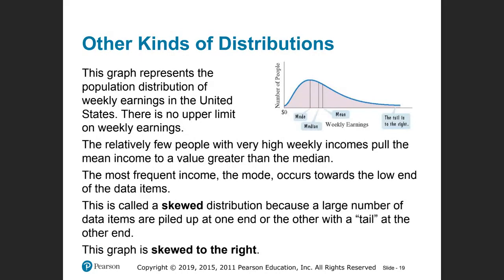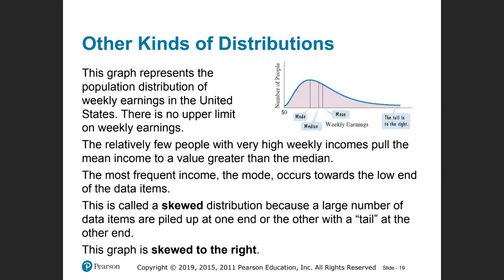And lastly, other kinds of distributions. The graph to the right represents the population distribution of weekly earnings in the United States. There is no upper limit on weekly earnings, so the blue line is going to approach but not touch the x-axis. The relatively few people with a very high weekly income pull the mean income to a value greater than the median. The most frequent income, the mode, occurs toward the low end of the data items.